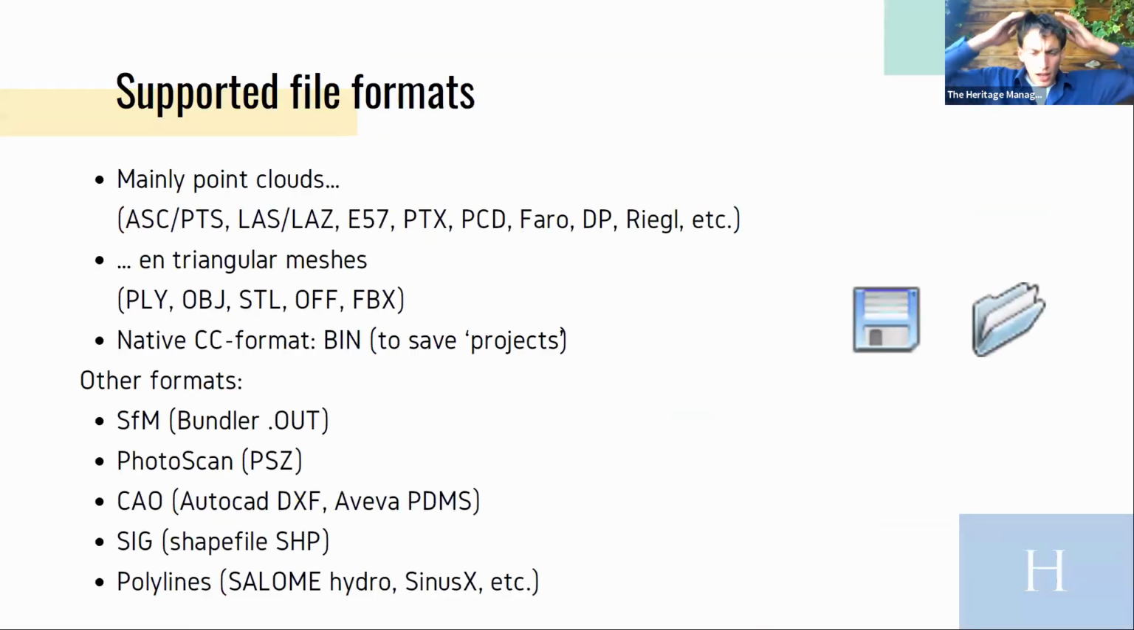So with CloudCompare, we are able to load many file formats. So we have our classical ASCII-based file formats. In the chat, I just sent you also a little text file that was not included originally in the demo data for this session. So that's why I uploaded it in the Zoom function, just to give you an idea on how to load ASCII-based data.